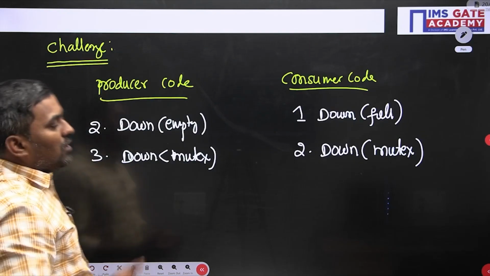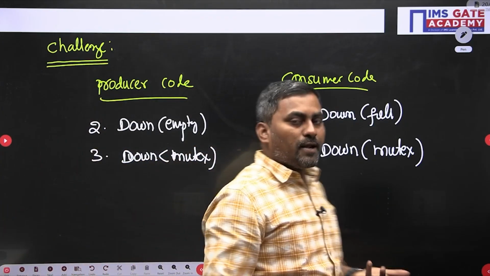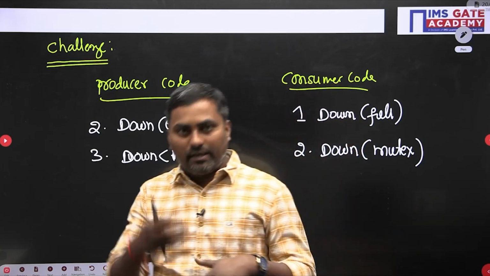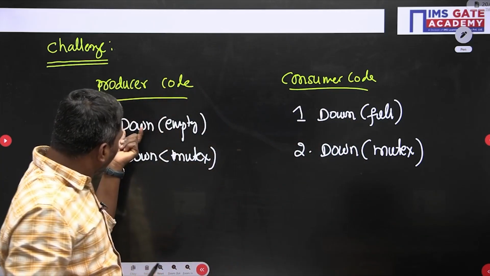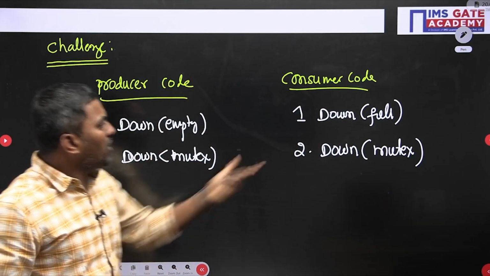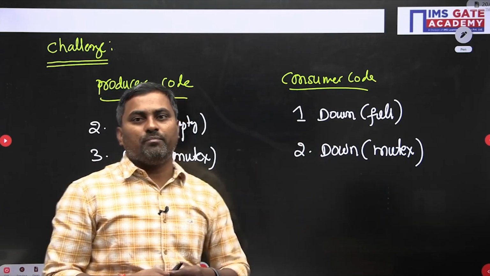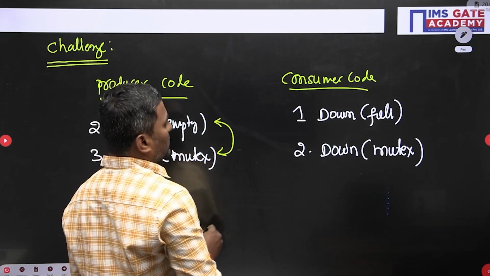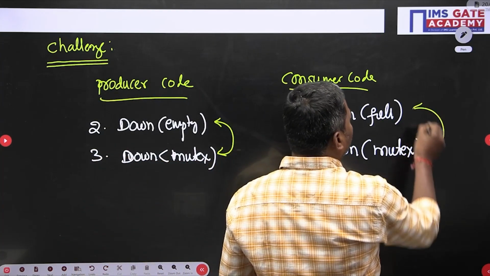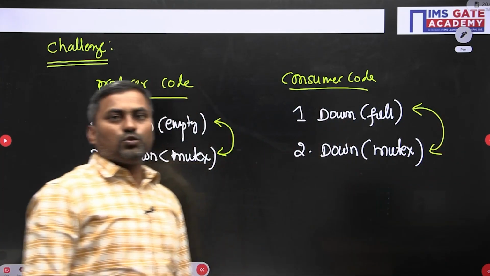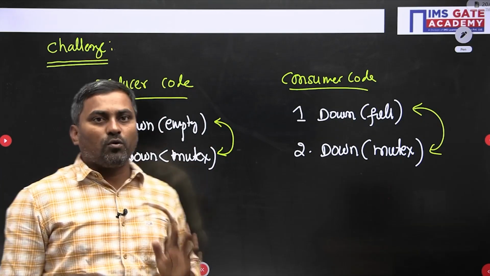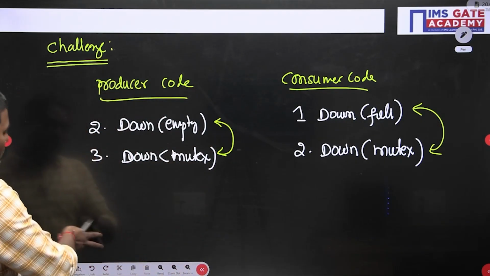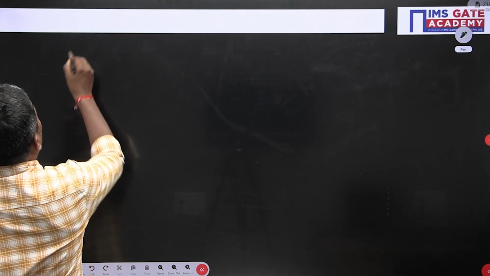As humans we sometimes make errors in the code. Anyway, it performs the down operation; here also down followed by down is there. Suppose by mistake these are interchanged, and these two are also interchanged in the consumer code. What happens? We'll see. This analysis part we will see now.